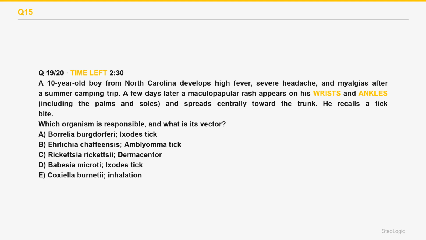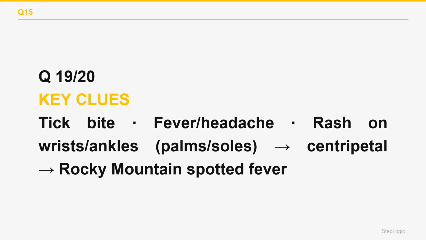Read the command: organism and vector. Southeast U.S., fever, headache, rash starting on wrists and ankles, including palms and soles, spreading centrally, tick bite: Rocky Mountain spotted fever, Rickettsia via Dermacentor. This is Rocky Mountain spotted fever caused by Rickettsia, an obligate intracellular bacterium, transmitted by the Dermacentor tick, the dog or wood tick.